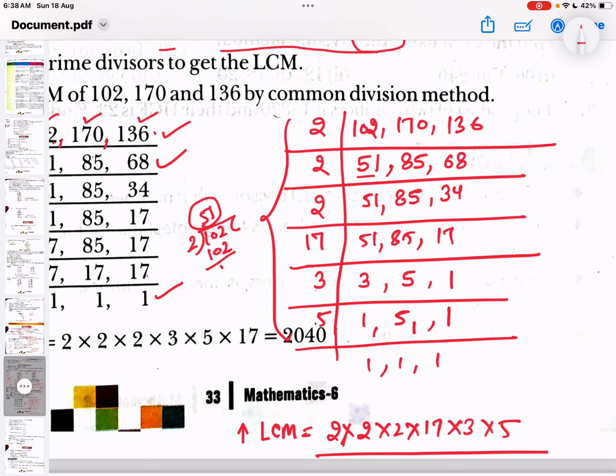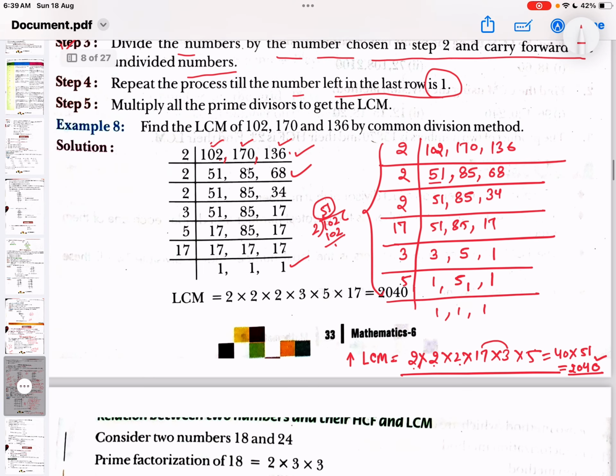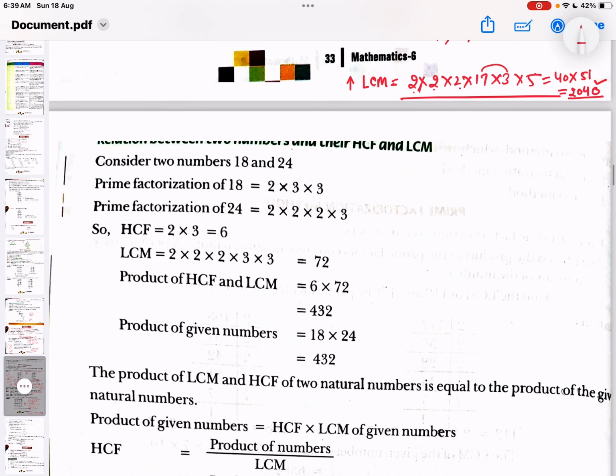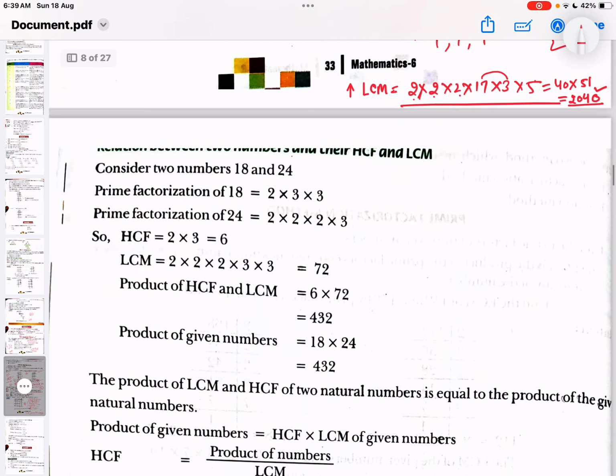If you will solve this value, you will get 2 2 ja 4, 4 2 ja 8. Okay, and 8 5 ja 40 and 17 3 ja 51. So further you will multiply 40 and 51. So this will be the LCM from the common division method. Common division method से ये LCM आ जाएगा. ठीक है. तो आपने दोनों मेथड देख लिया. दोनों आप अपनी नोटबुक पे लिख लोगे. दोनों you have to write it down in your notebook.